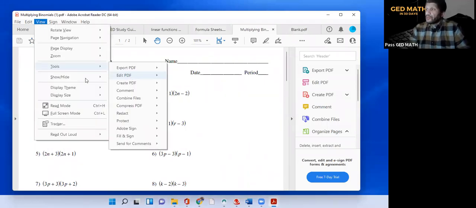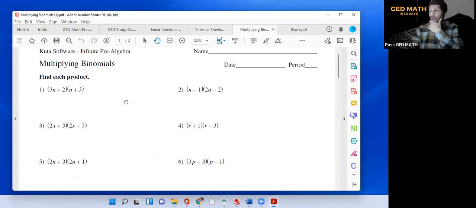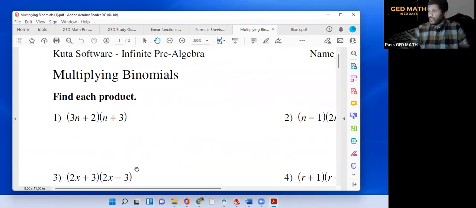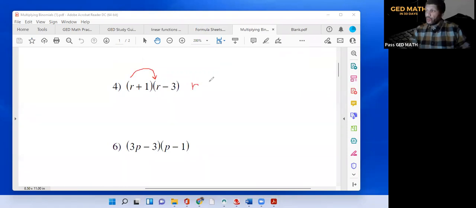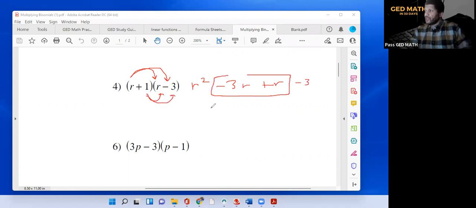Multiplying binomials. So first of all, I want to look at number four, because I want to show you a nice little one. R plus one times R minus three, okay? As I demonstrated before, you would do this. You have to understand the distributive property. So first I would do R times R, which is R squared. Then R times minus three, minus three R. Then one times R. Remember, anything times one is itself, so I'm just going to do plus R. I don't need the one. And then plus one times minus three, minus three. You have like terms here. So you get R squared minus two R minus three.